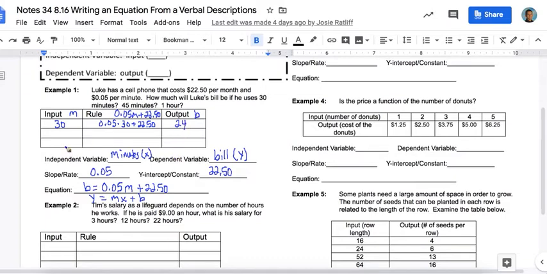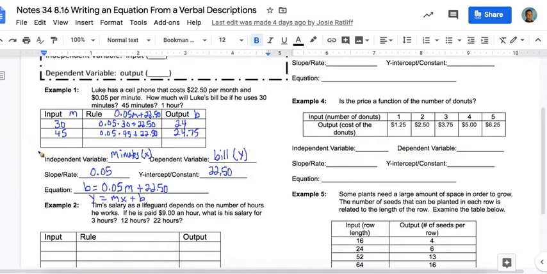Okay, now my next input is 45 minutes from right here. So we're going to take the 45 times 5 cents. So we're going to do 5 cents times 45 plus 22.50. Okay, now when I multiply 5 cents times 45, that is going to give me 2.25, and 2.25 plus 22.50 is going to give me 24.75.